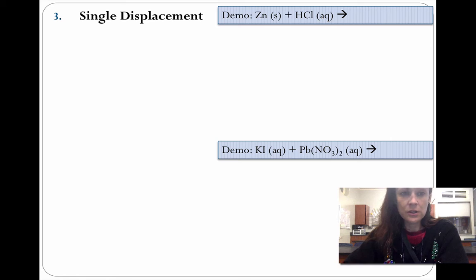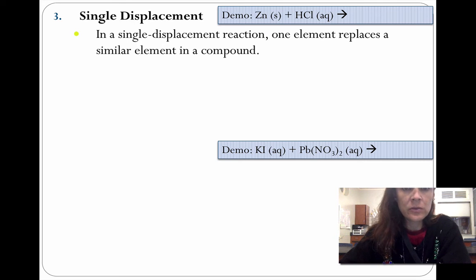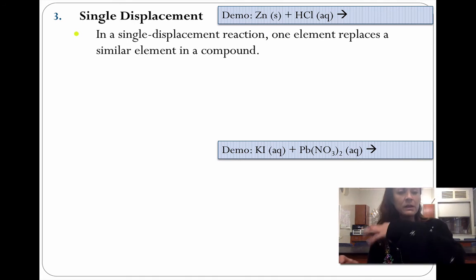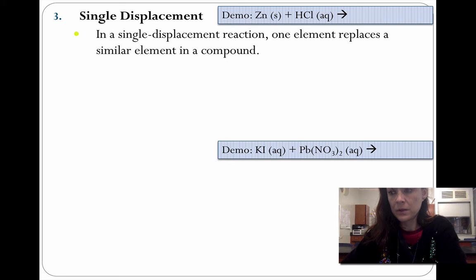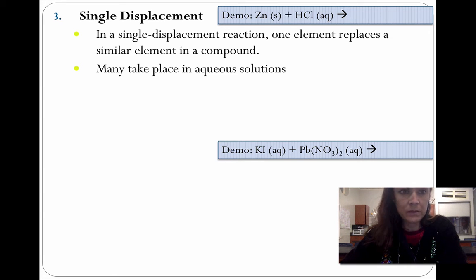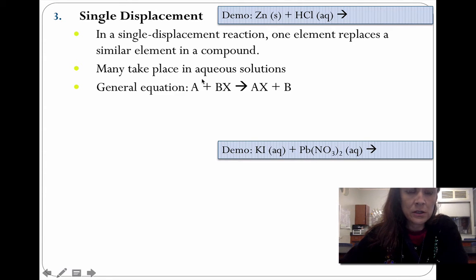Next type of reaction is called the single displacement reaction. So displacement, it's going to replace. In a single displacement reaction, one element is going to replace a similar element in a compound. So it's usually going to displace a metal. Many of these take place in aqueous solutions. And the general equation is you've got A, some sort of substance A, or metal A in this case, BX, and then the A is going to take the place of the B to yield AX plus B.